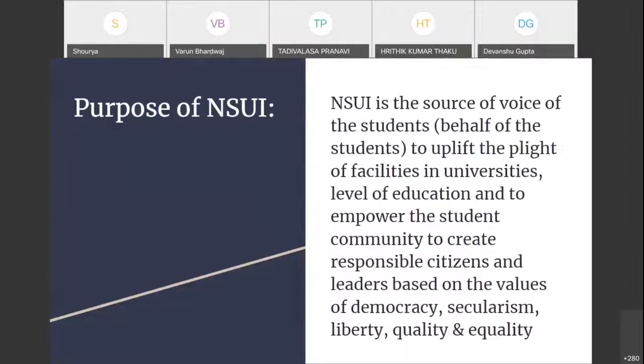So, what's the purpose or objective of NSUI? NSUI is a voice of students to uplift the plight of facilities in universities and the level of education, and to empower the student community to create responsible citizens and leaders based on values of democracy, secularism, liberty, equality, and quality. That was the objective of NSUI.